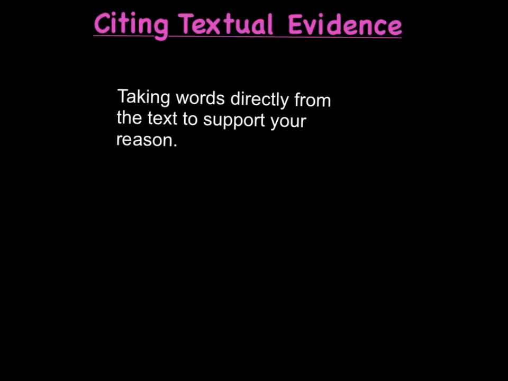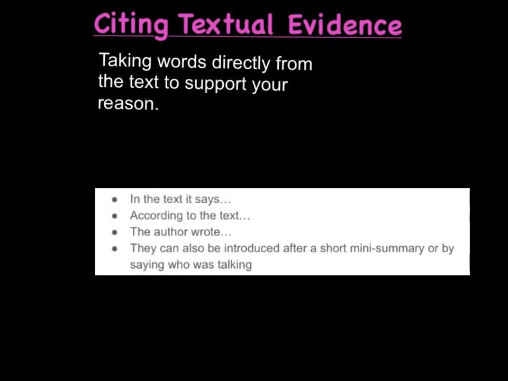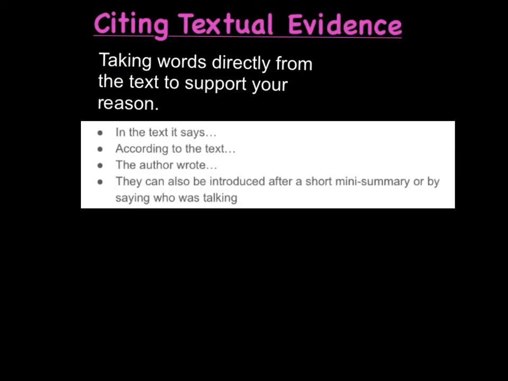The next way to collect evidence is citing textual evidence. And what this is, is taking words directly from the text to support your reason. Remember that before just writing down those words, you want to introduce them in some way. You might say something like, in the text it says, according to the text, the author wrote, or you could also introduce them after a short mini summary or by saying who was talking.